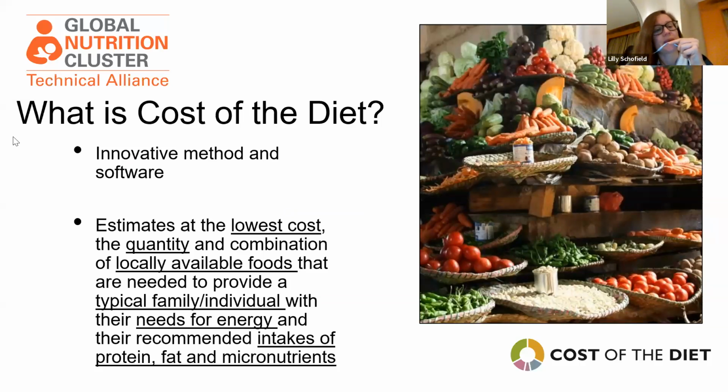So what is Cost of the Diet? Cost of the Diet is both an innovative method and a piece of software, and Save the Children developed it starting in the late 90s and early 2000s to address that question that I just showed. What Cost of the Diet does is estimate, at the lowest cost, the quantity and combination of locally available foods that are needed to provide a typical family or individual with their recommended intakes of protein, fat, energy, and 13 different micronutrients. Next slide.